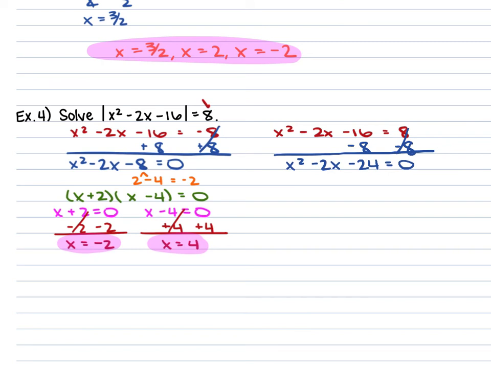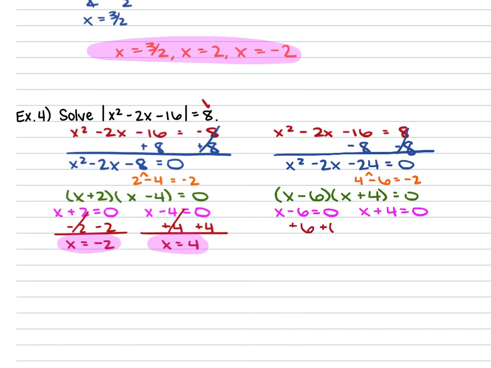Our factors of negative 24 that add up to be a negative 2 are 4 and negative 6. So this factors out to be x minus 6 times x plus 4 is equal to 0. So again, we're going to separate these two, set them both equal to 0. So x minus 6 is equal to 0. X plus 4 is equal to 0. And we're going to solve for each.